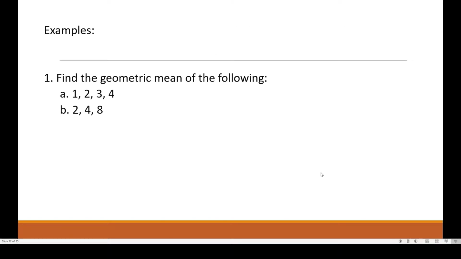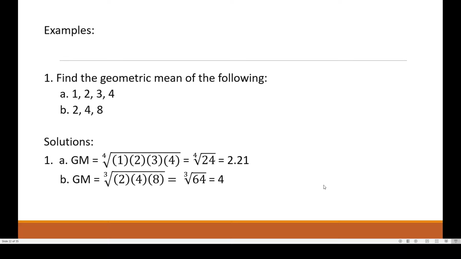Examples. Number 1. Find the geometric mean of the following. A. 1, 2, 3, and 4. B. 2, 4, and 8. So, solutions. For letter A, we will just compute the fourth root of the product of 1, 2, 3, and 4, which is the fourth root of 24, or equals 2.21.